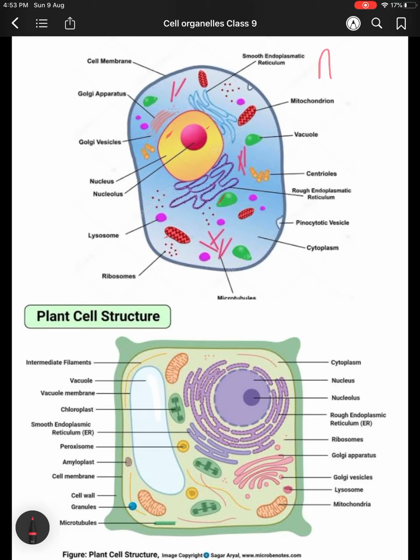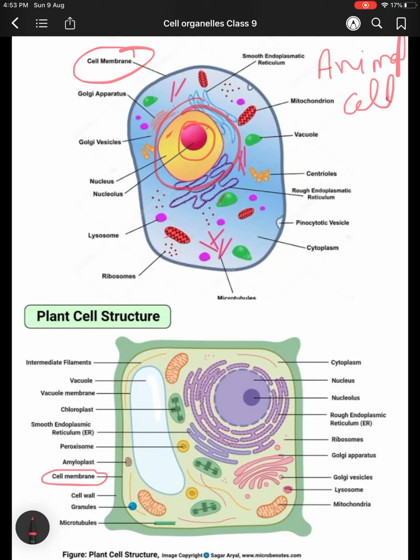So, both these, that is animal cell and plant cell, they have some common organelles like cell membrane. It is present in the animal cell as well in the plant cell. Then comes the nucleus, nucleolus. It is present both in animal cell as well as the plant cells. Then comes the endoplasmic reticulum. It is present in both. Then Golgi bodies, they are present in both.